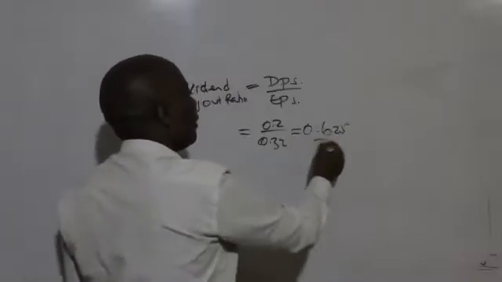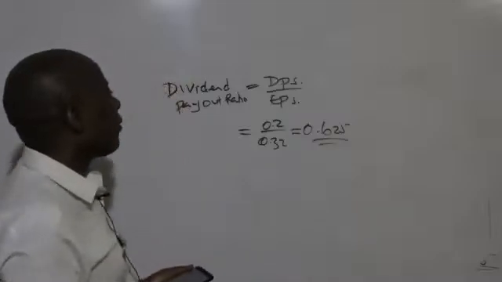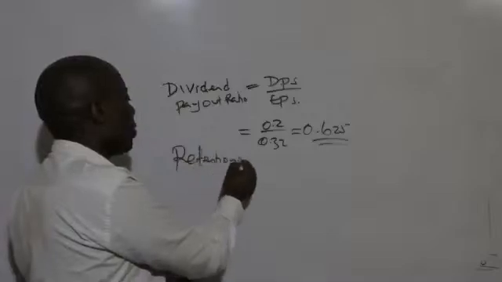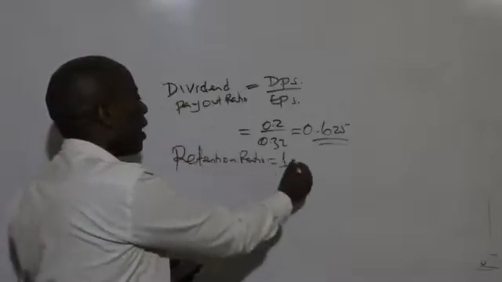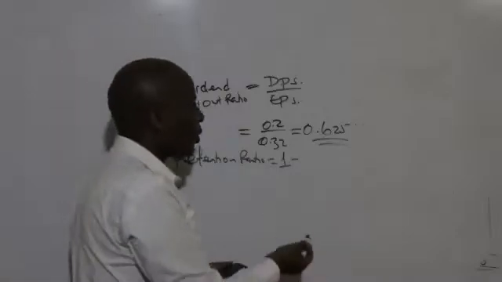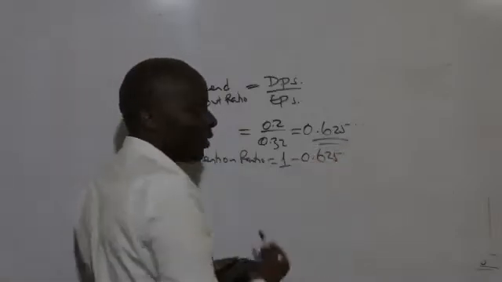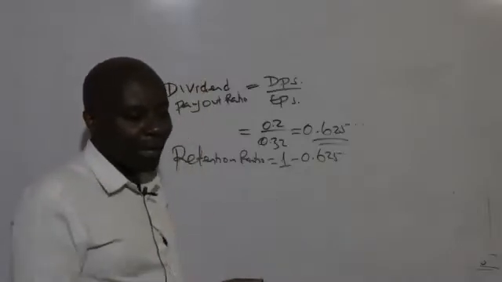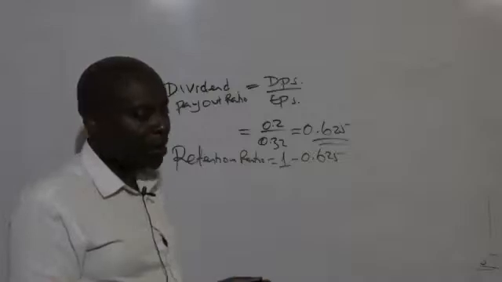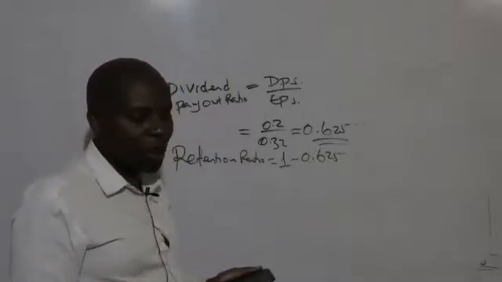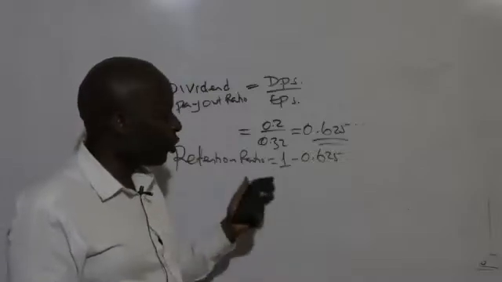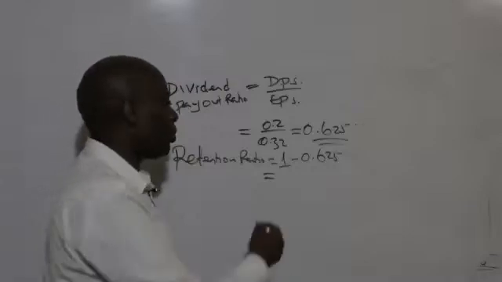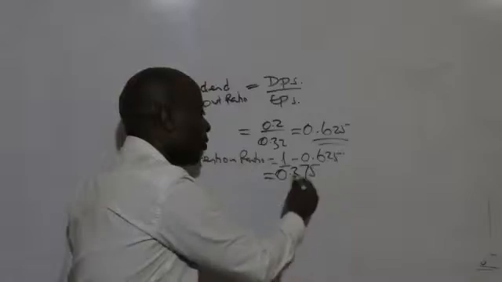0.625, isn't it? Now the moment I have 0.625 as a dividend payout ratio, then I'll be able to know the retention ratio. So the retention ratio will be equal to 1 minus the dividend payout ratio, which is 0.625. So what we are able to retain will be, of course, 1 minus what we pay. Could you kindly give me the retention ratio here, which will be 1 minus 0.625. Please give us an answer. 0.375. Thank you very much.